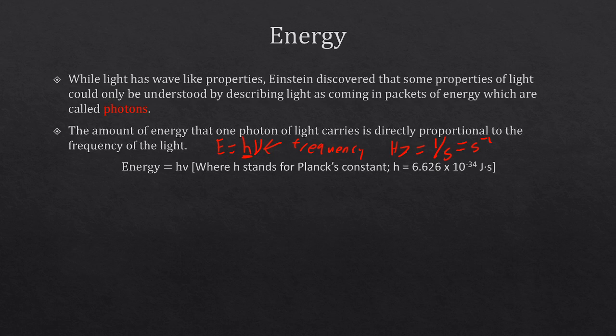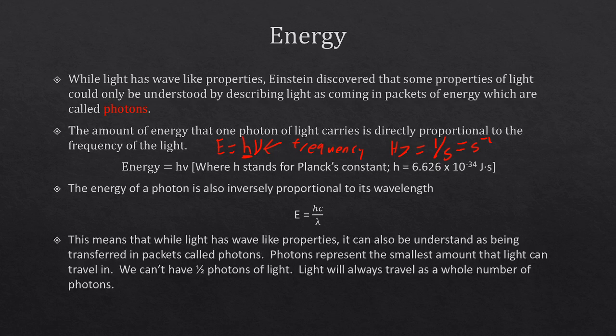Now, since it's related to frequency, it also has to be related to wavelength, since frequency and wavelength are directly connected. So the energy of a photon is going to be inversely proportional to its wavelength. So we represent this with E equals Planck's constant times the speed of light divided by the wavelength. Note again, you have to make sure that your units work out. So if your speed of light is in meters, your wavelength would need to be in meters as well. So make sure when using that to make sure those work.